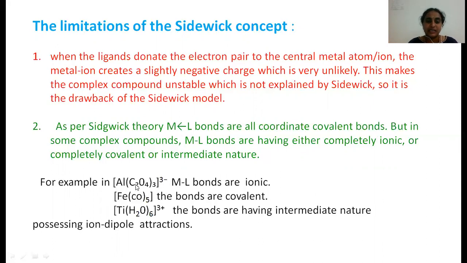For example, in this complex, the bonds between ligands and metal are ionic bonds. In this complex, the bonds are covalent bonds. And in this complex, the bonds have an intermediate nature, possessing ionic dipole attractions. Such types of complexes are not explained by Sidgwick. He explained only the complexes formed due to coordinate covalent bonds, not the complexes formed with ionic, covalent, as well as dual nature.